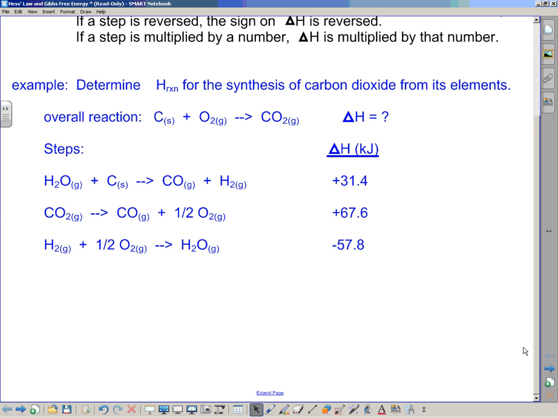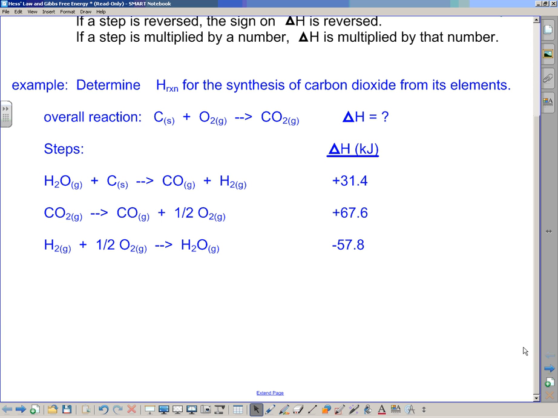Okay, we look at the product that's listed here, carbon dioxide. We look at the first half reaction, no carbon dioxide on the products. The second half reaction, no carbon dioxide. Third half reaction, no carbon dioxide. So we start looking at the reactants, no carbon dioxide in the first step, but we do have carbon dioxide as a reactant in the second step. That's not where it belongs. We want carbon dioxide as a product.